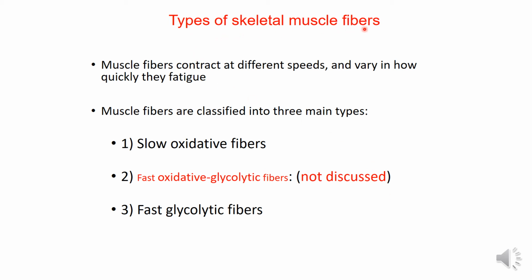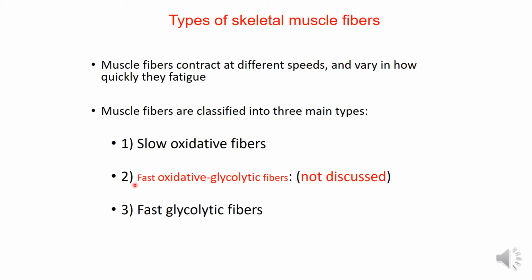Types of skeletal muscle fibers. Muscle fibers contract at different speeds and vary in how quickly they fatigue. We have slow oxidative fibers, which are mainly the muscle fibers that resist fatigue. We have fast glycolytic fibers that can go rapidly into fatigue. So we have two types of muscle fiber: the slow oxidative fibers and the fast glycolytic fibers. The fast glycolytic fibers are more susceptible to fatigue than the slow oxidative fibers.